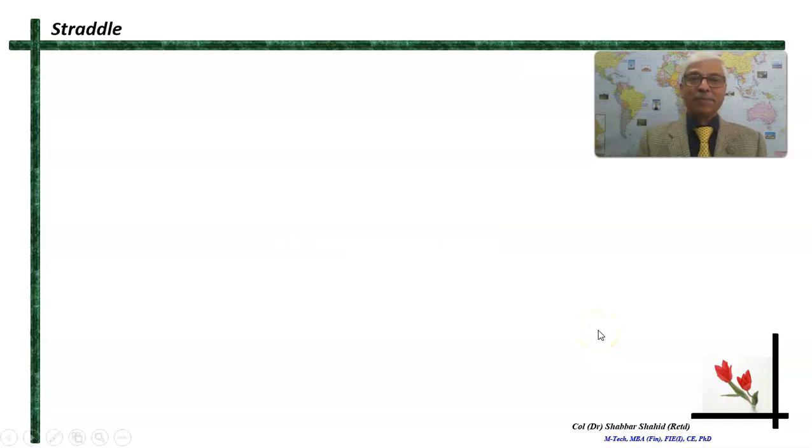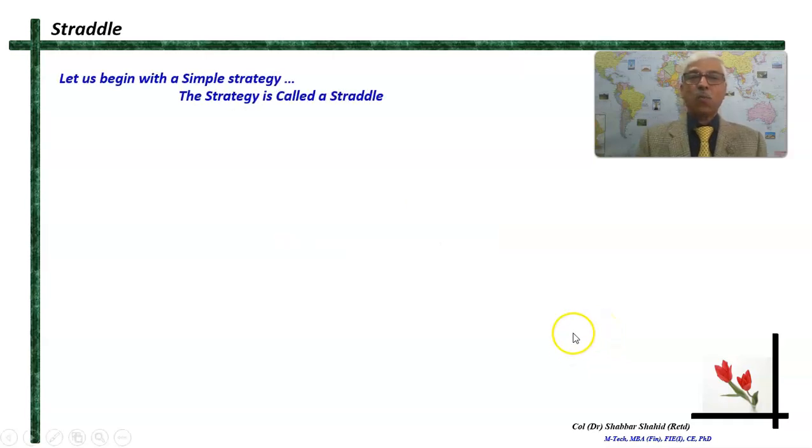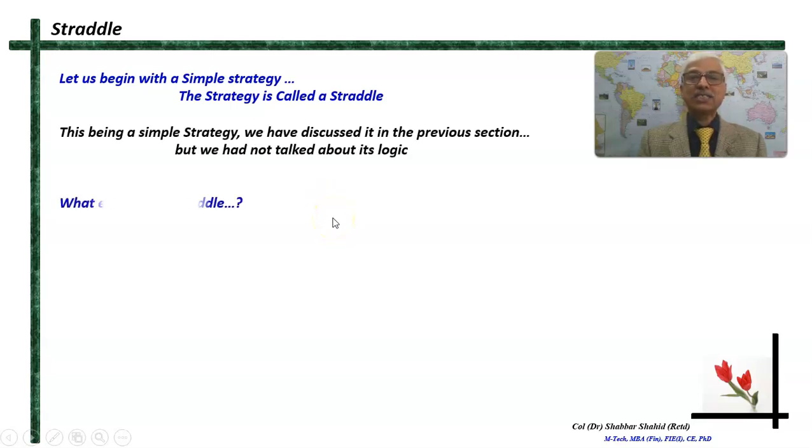So welcome back. Now we shall take one of the simple strategies. Of course, we are discussing the advanced options trading strategies, but within those advanced ones, we will begin with the simpler one and gradually we will build upon it. All right. So the most simple strategy among the advanced ones is a straddle. That strategy is called a straddle. What exactly is a straddle?